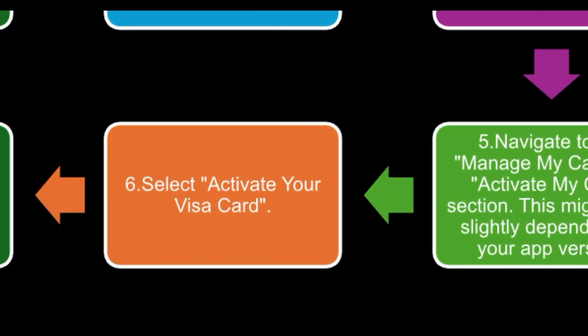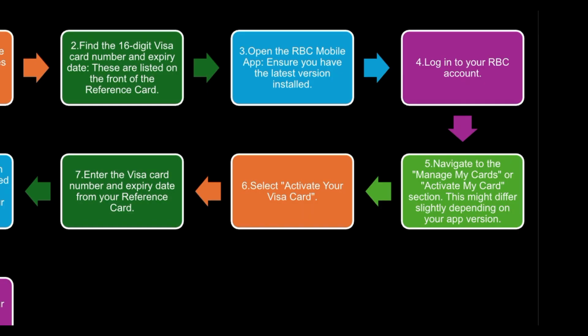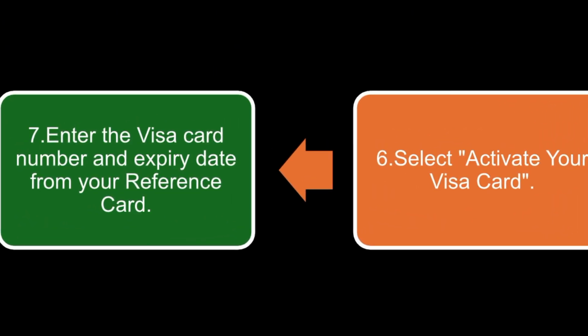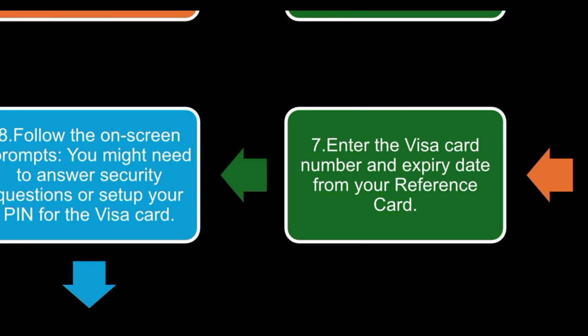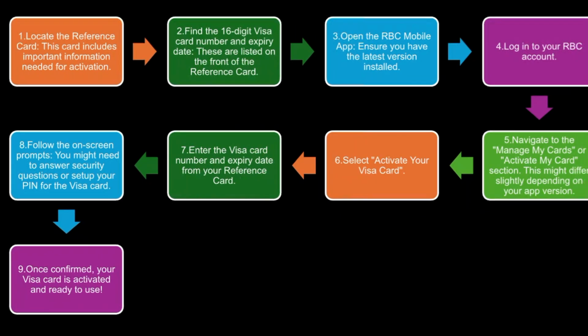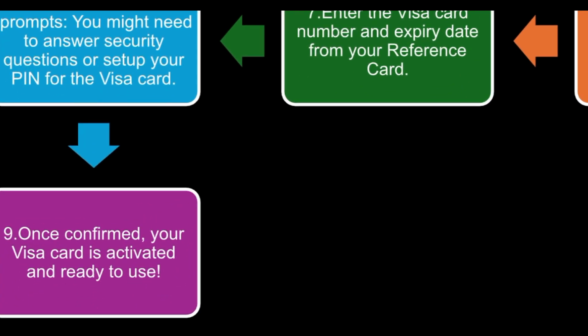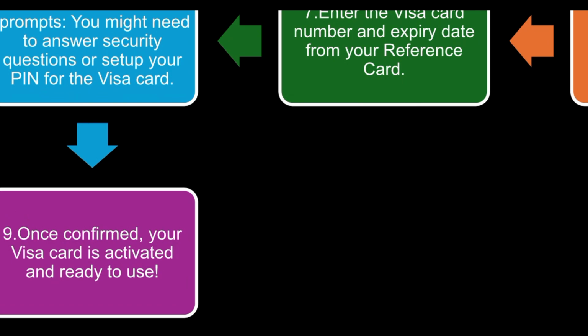Then select Activate Your Visa Card option and enter the Visa card number and expiry date from your reference card. Follow the on-screen prompts. You might need to answer security questions or set up your PIN for the Visa card. Once confirmed, your Visa card is activated and ready to use.